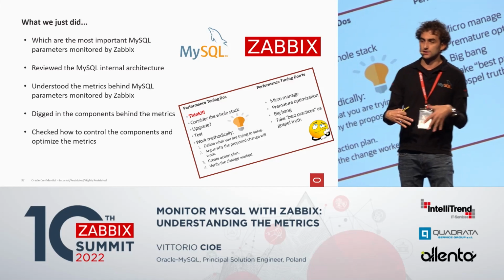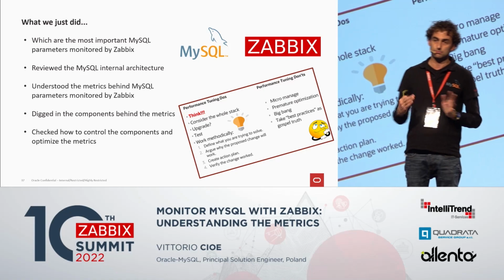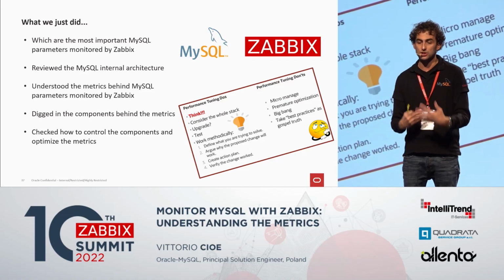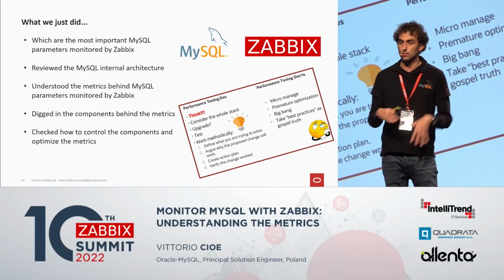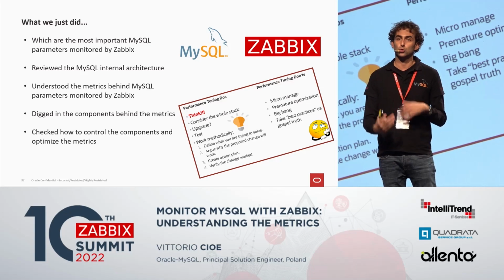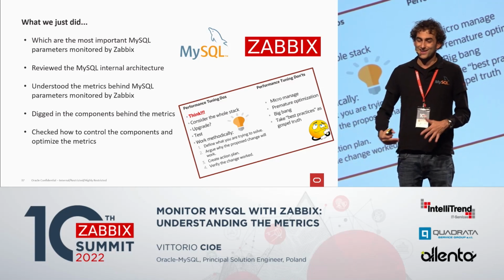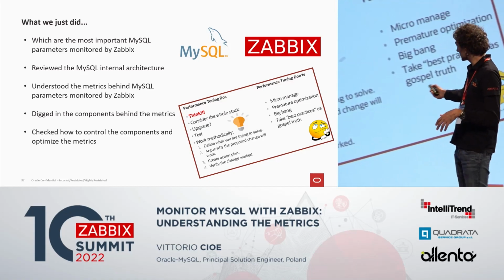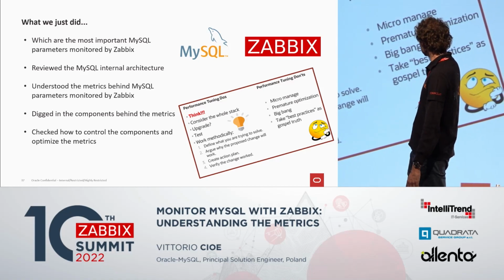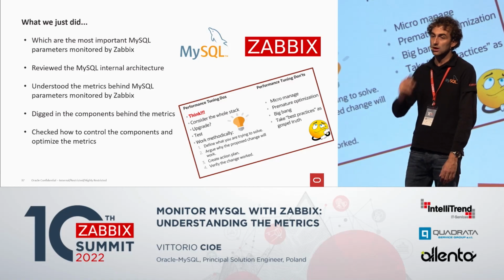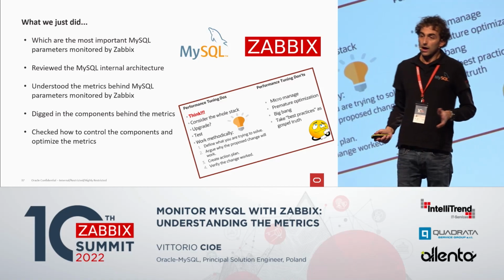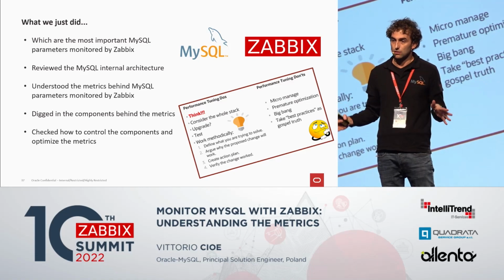So we have reviewed the internals of MySQL very briefly, maybe too briefly, but enough for the purposes of what I had to explain. We have understood which metrics are behind the parameters, and we have dug a little bit as well into the components of these metrics, so where the metrics come from. So hopefully we have understood as well how to control those components and optimize the metrics. And here I leave you some small tips about performance optimization. My favorite is: don't take best practices as absolute truth. Always do one thing and test. And with the help of Zabbix, you'll get quite a complete overview.